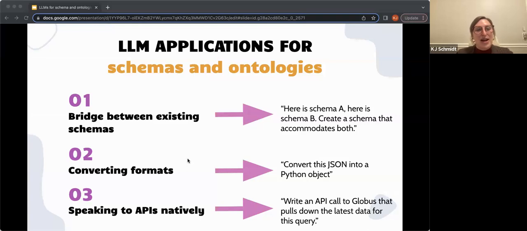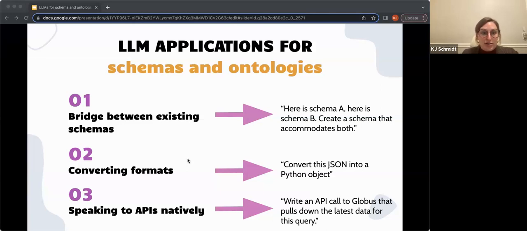But yeah, so LLMs for applications for schemas and ontologies. Here are just a few high level ideas. On the left is the idea, and on the right is what that prompt might look like to an LLM. The first idea is you can use an LLM to bridge between existing schemas, and that prompt might look like: here's schema A, here's schema B, create a schema that accommodates both. We could also convert to different formats, and that prompt might look like: convert this JSON into a Python object.